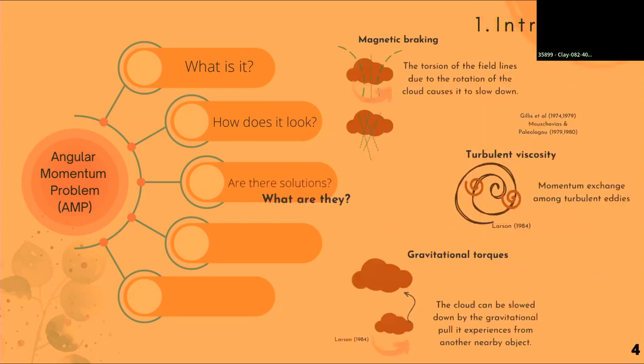Are there solutions to this problem? Yes, well, proposed solutions. And for all of them, the objective is the same: to slow down the cloud's rotation, either with magnetic field in magnetic braking, with turbulent viscosity, or with gravity using gravitational torques. All of these solutions come with their own problems.